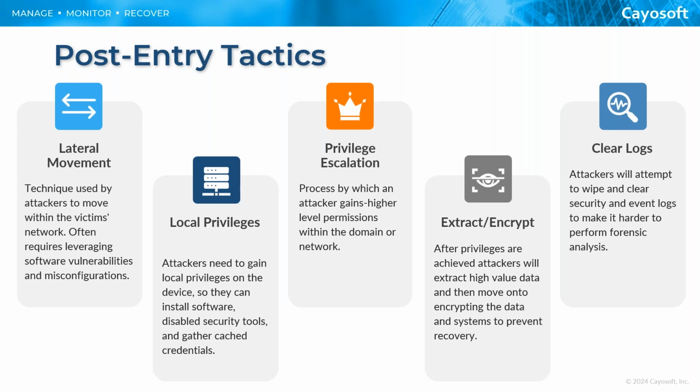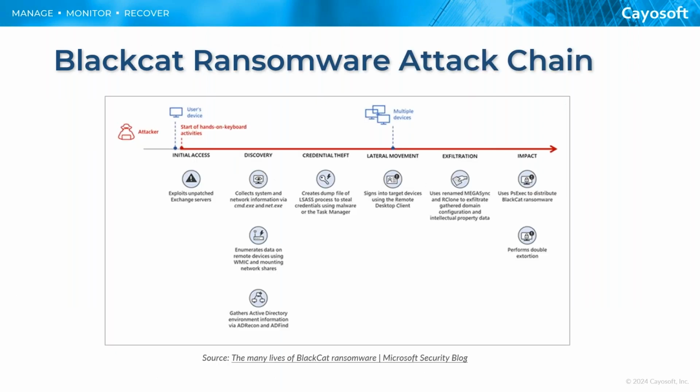Let's look at this a little bit deeper. So let's look at the BlackCat ransomware attack chain. We'll go into the specifics here, but let's understand who they are first. They were responsible for the Change Healthcare attack. They use the Rust language, which is a modern language that makes them cross-platform capable, meaning they can attack Linux, they can attack Windows at the same time.